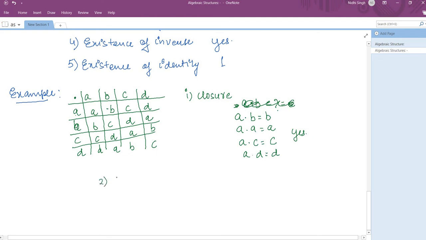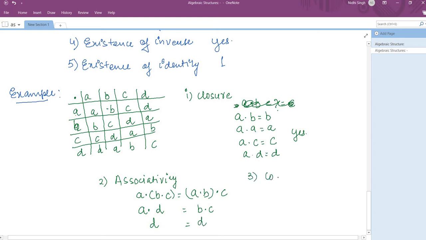Now the second one is associativity. For associativity, (A dot B) dot C should be equal to A dot (B dot C). Let us check from the table what is the outcome of B dot C. B dot C is D, and A dot D equals D. For the RHS, A dot B equals B and B dot C equals D. So yes, the associativity rule holds.